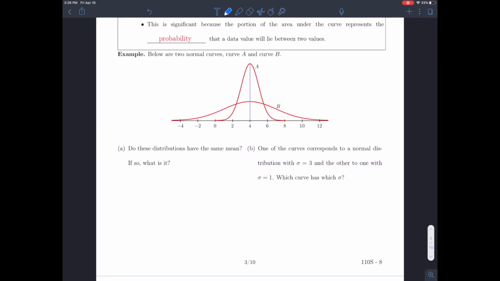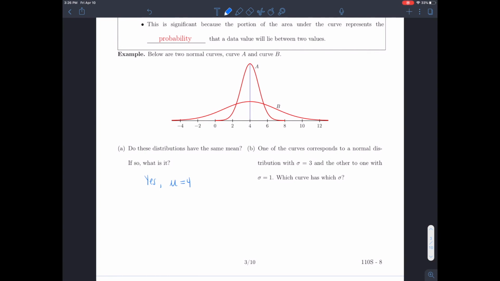In this example, we're given two different normal curves, and we're asked some questions about them. And the first question is about their means, and whether or not they have the same mean. So since these two curves are centered on the same number on the number line, they do have the same mean, which in this case is going to be 4. And so here we see yes, and then you can actually write mu is equal to 4.